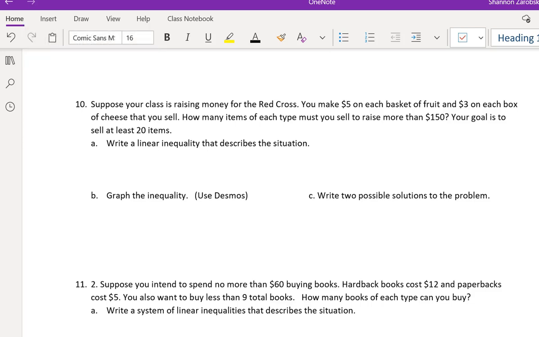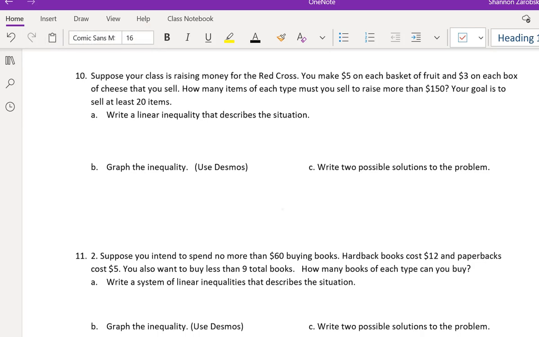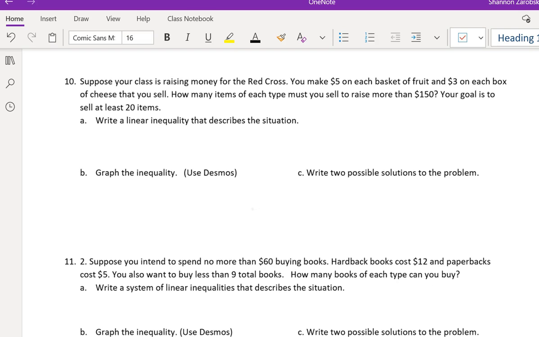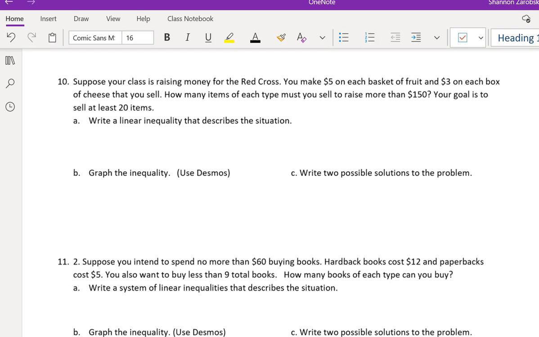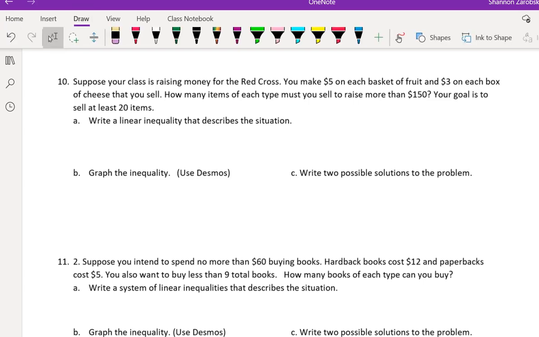Okay, so for the last couple of questions, we're going to look at word problems for inequalities. Suppose your class is raising money for the Red Cross. You make $5 on each basket of fruit and $3 on each basket of cheese that you sell. So I know that I'm going to have $5 for a basket of fruit, and $3 for a box of cheese. How many items of each type must you sell to raise more than $150?